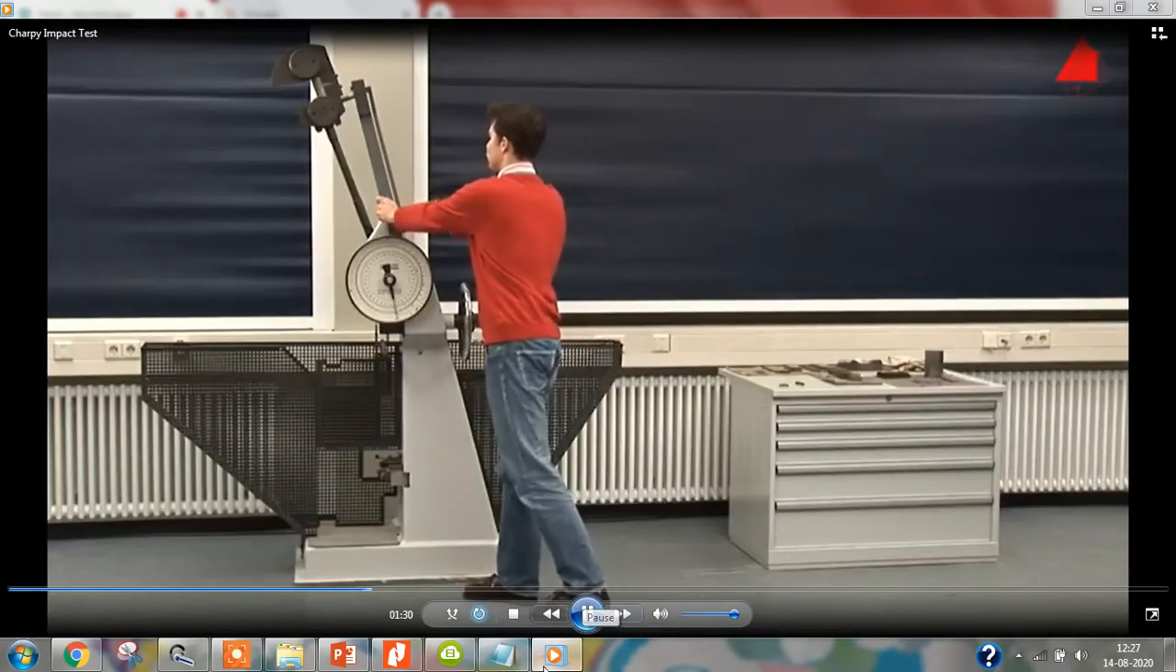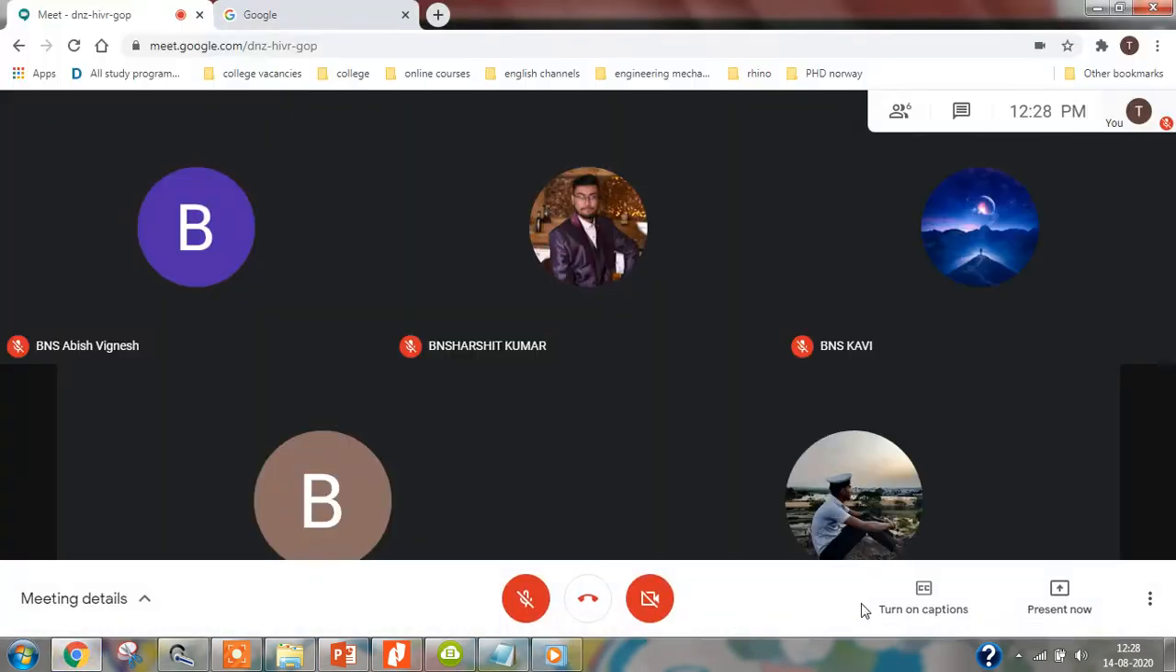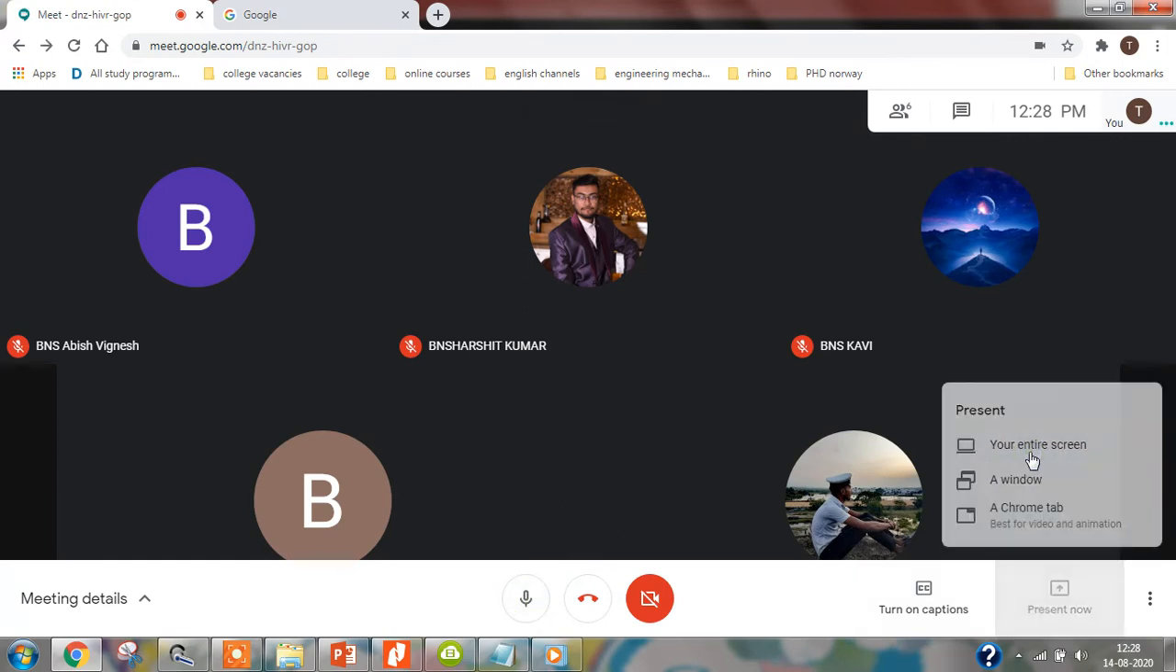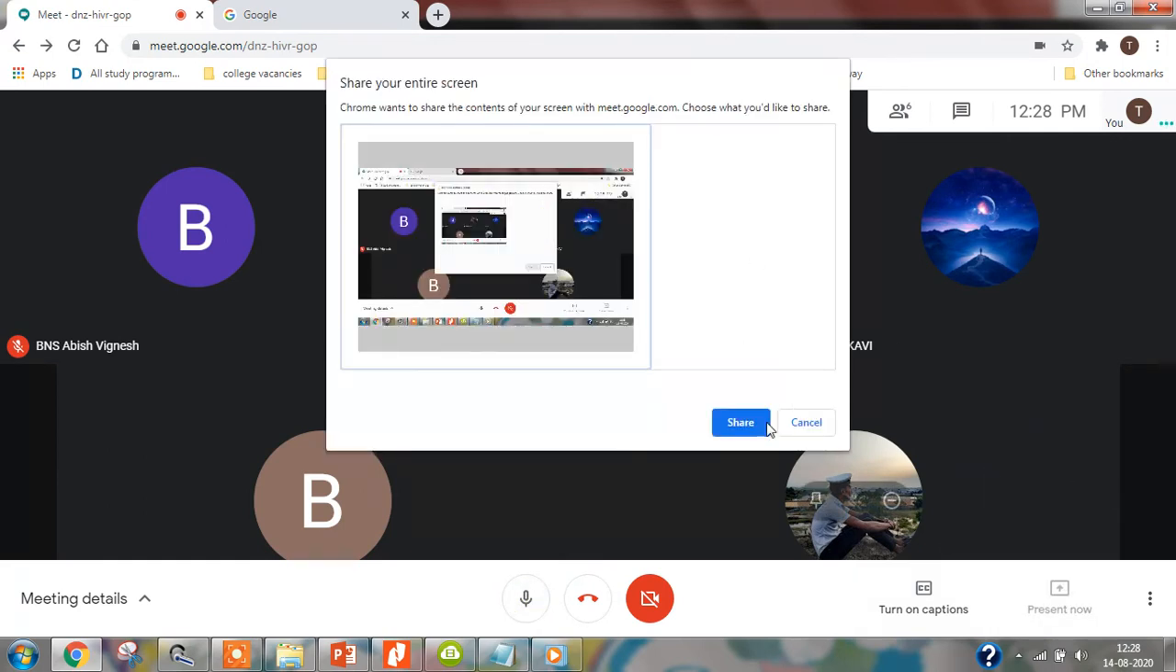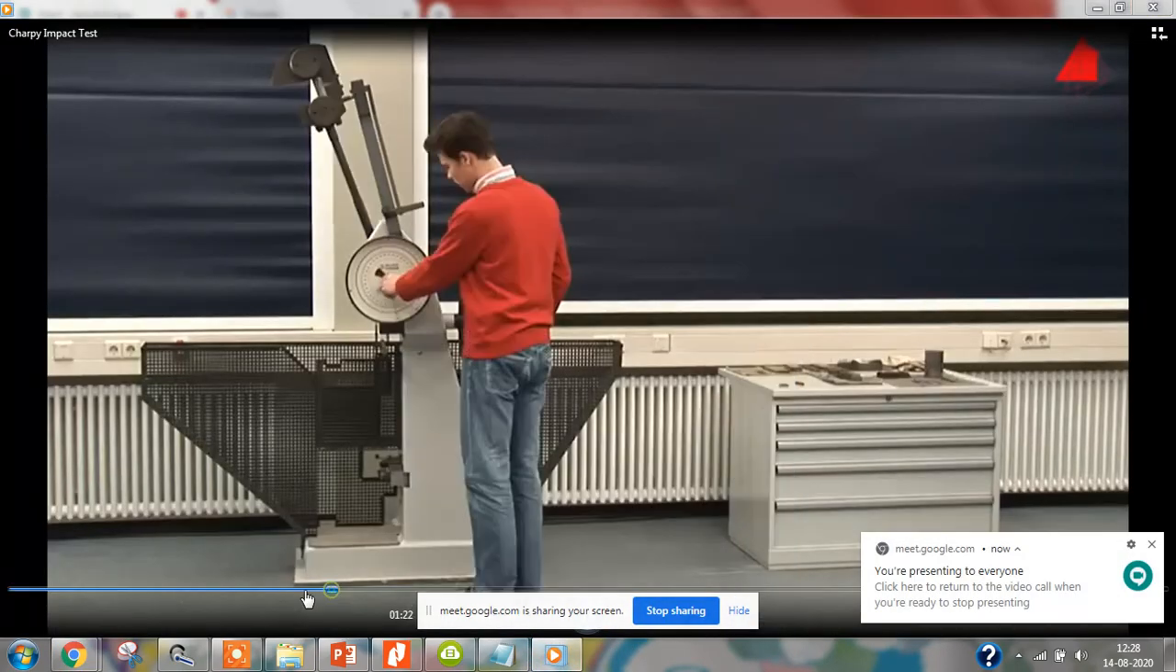Perfect, the test can begin. The pendulum is released, it swings downwards and hits the specimen with its rounded hammer peen. The specimen absorbs part of the pendulum's energy, so the pendulum doesn't reach the full height on the other side. Everything is prepared.